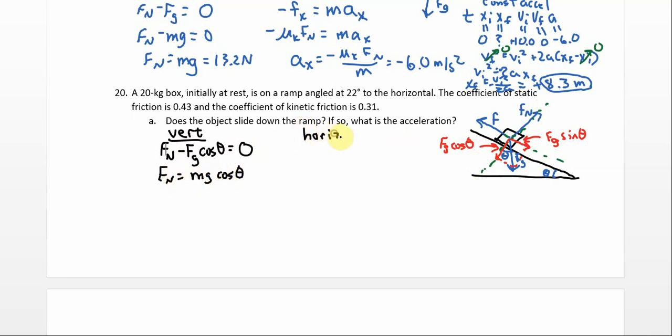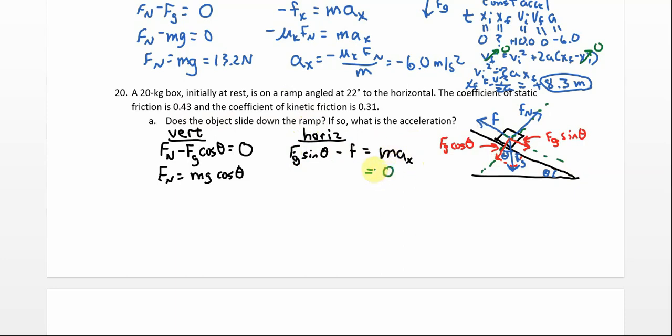Horizontally, we have Fg sine theta going in the positive direction. Let's say to the right is the positive direction, minus friction equals ma. All right. So again, does the object slide down the ramp? Let's assume it doesn't and see if everything is a-okay.